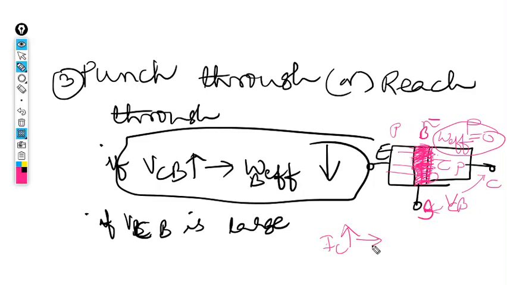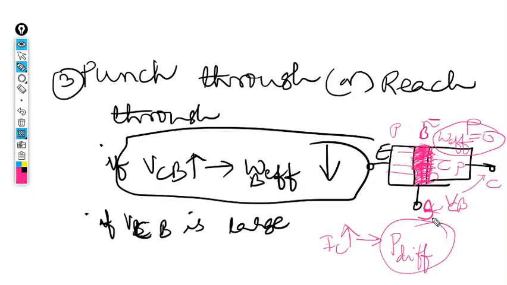If this IC increases, power dissipation in the collector region increases. This power is dissipated as heat. If this power is more, it leads to damage of the transistor. That means if this dissipated power crosses the rating of the transistor, if it is greater than the rating of the transistor, it leads to damage of the transistor.